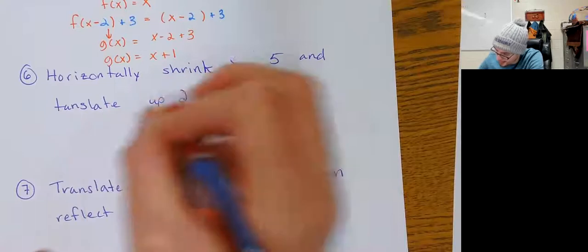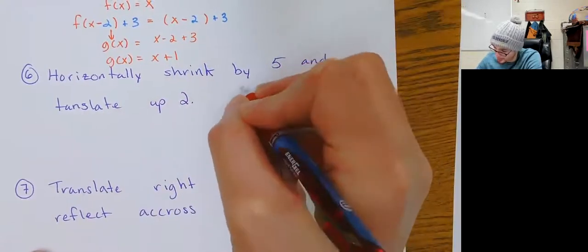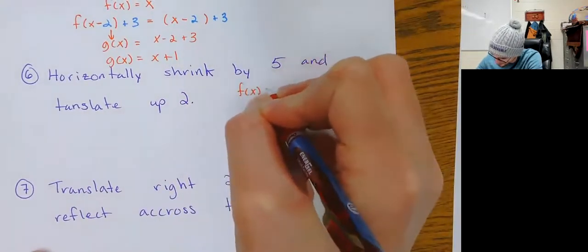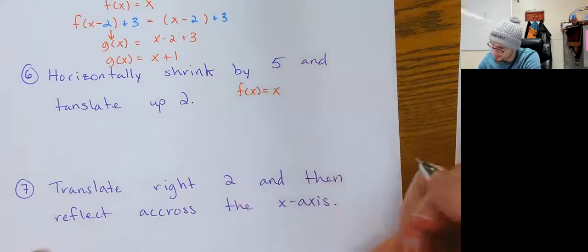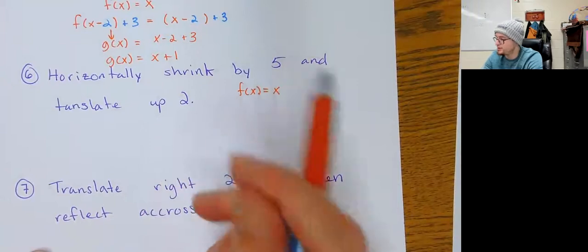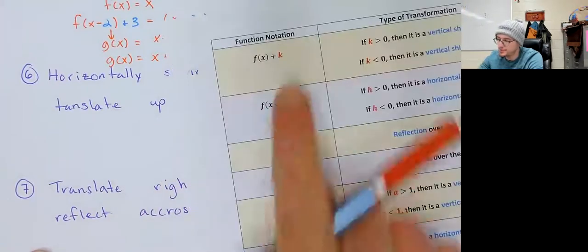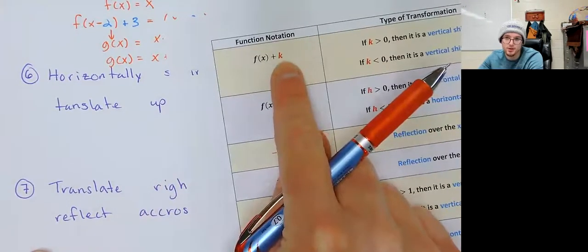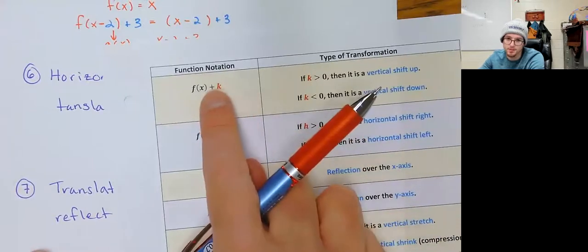Then we got f of x. Maybe I'll use more room over here. Let's do f of x equals x, horizontal shrink by 5 and translate up 2. So translate up 2 means we're going to add on 2 over here.